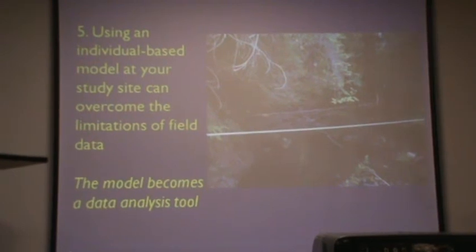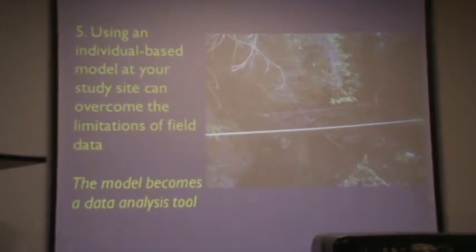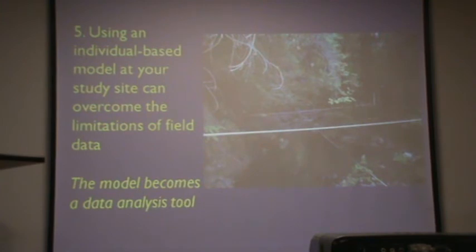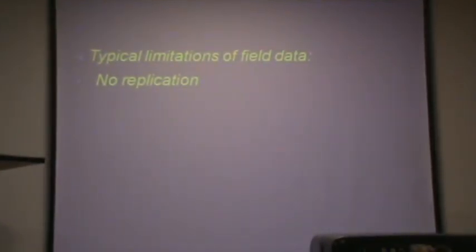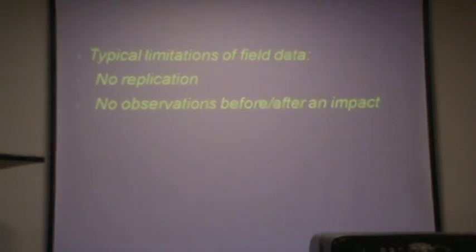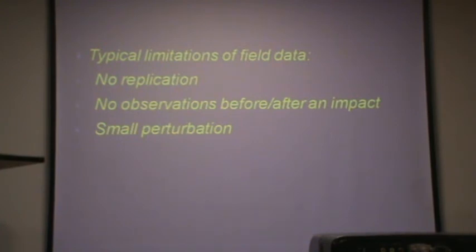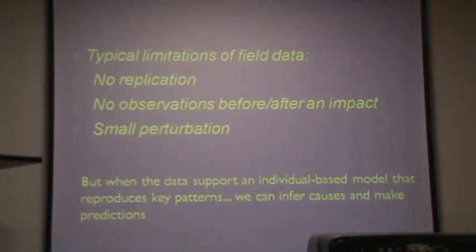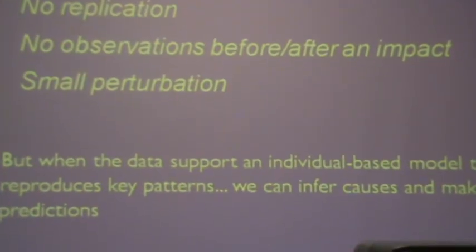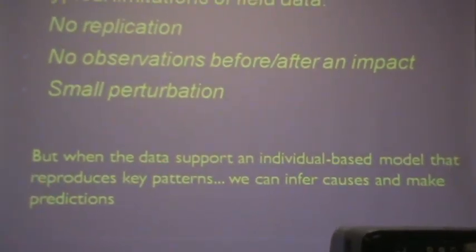Fifth is that using an individual-based model at your study site can overcome the limitations of field data. The model itself becomes a data analysis tool. Typical limitations of field data can include you don't get opportunity for true replication. You might not get observations before and after some impact. Whatever perturbation or impact that you study might be too small to have a strong effect. But when your field data can support an individual-based model that reproduces key patterns, you can still use it to infer causes and make predictions from your field data.